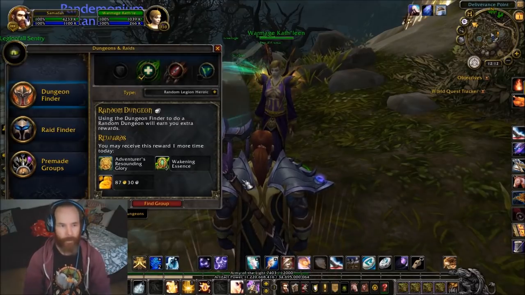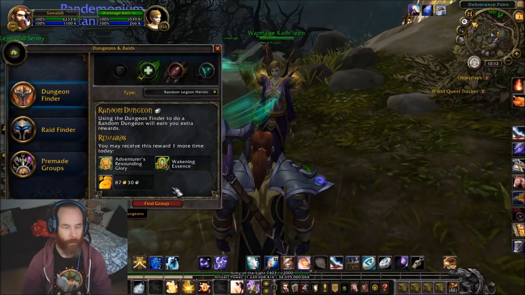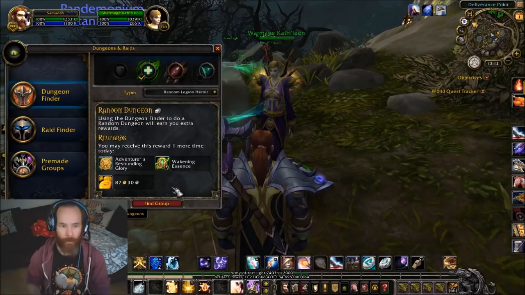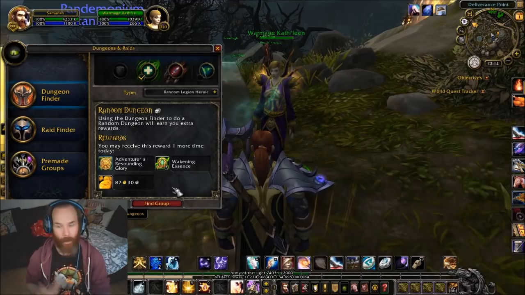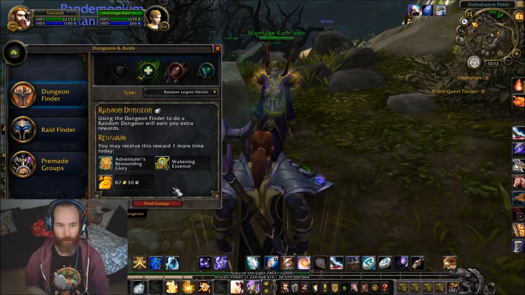The other method of getting Chaos Crystals is obviously running dungeons. You could either go through the dungeon finder, or you could go and search for a mythic group that you can go and do as many quick mythics as you can. Again, it's not going to be a lot, but it's just another method of getting Chaos Crystals.